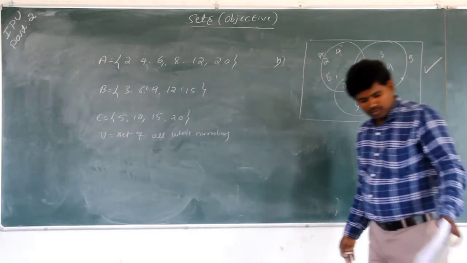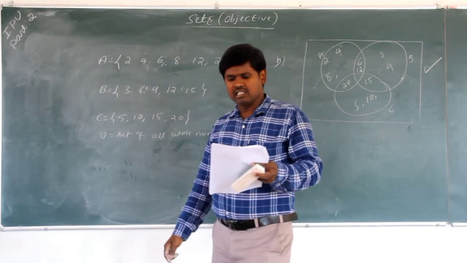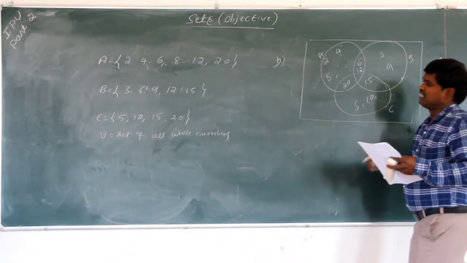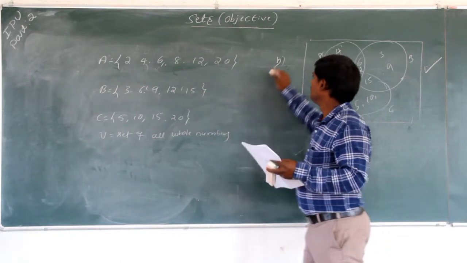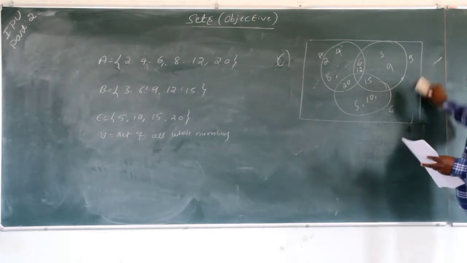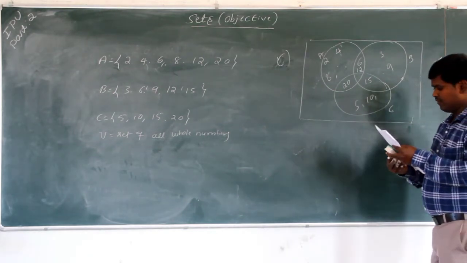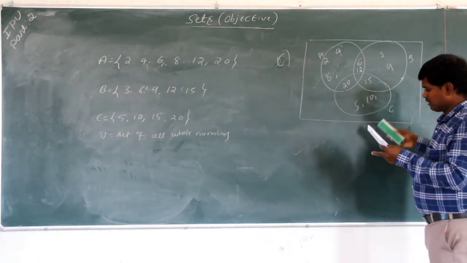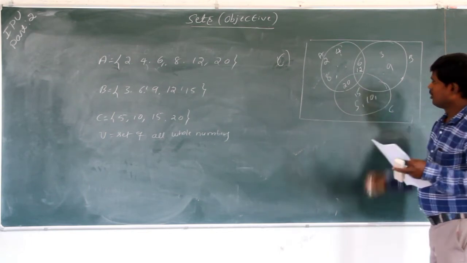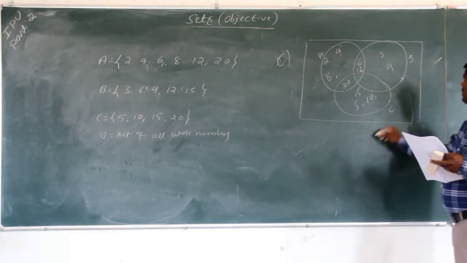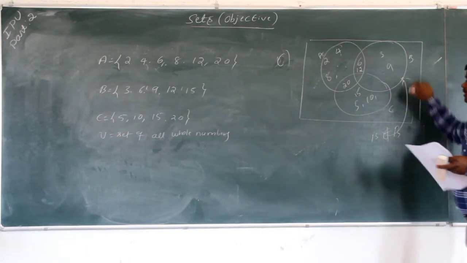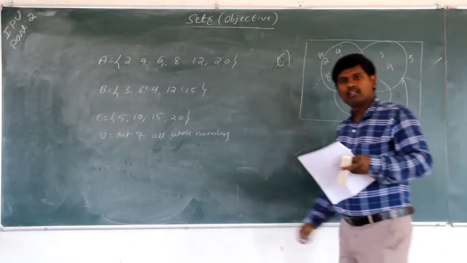Similarly, what about option C? In option C, 15 is an element of set B. They are not taking it here. But here there is no 15. Therefore this is also not the right answer.